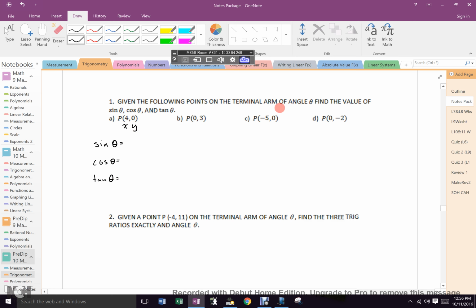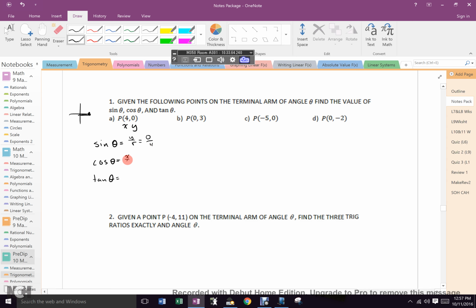Well, you just got to think about it. It's on the terminal arm. It's right here, 4, 0. What's the R? 4. Right? So, what's the Y? 0, because sine is Y over R, and it's 0 over 4. So what's the sine? 0 divided by 4, guys. 0. Okay.